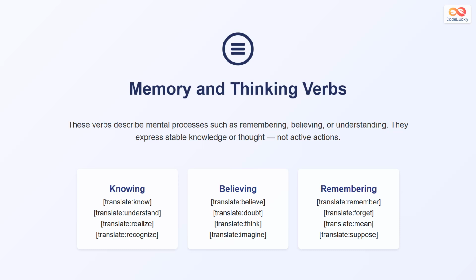Verbs like know, understand, realize, and recognize express knowledge or awareness. Believe, doubt, think, and imagine are about opinions or judgments. Remember, forget, mean, and suppose relate to memory or mental recall. These verbs are always stative because they describe what happens inside the mind, not physical actions.